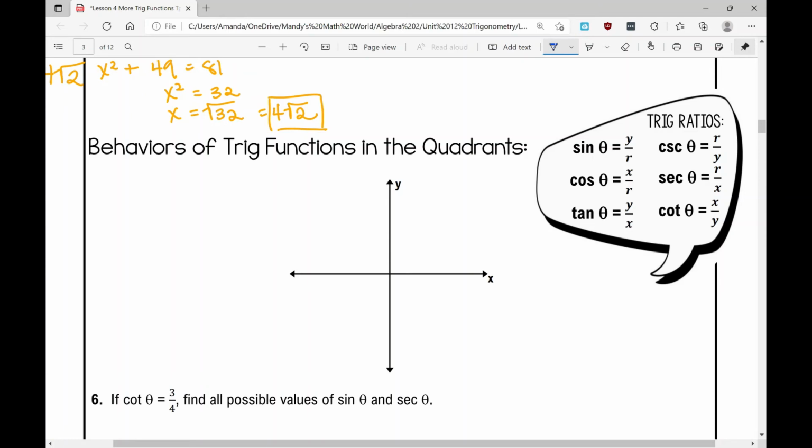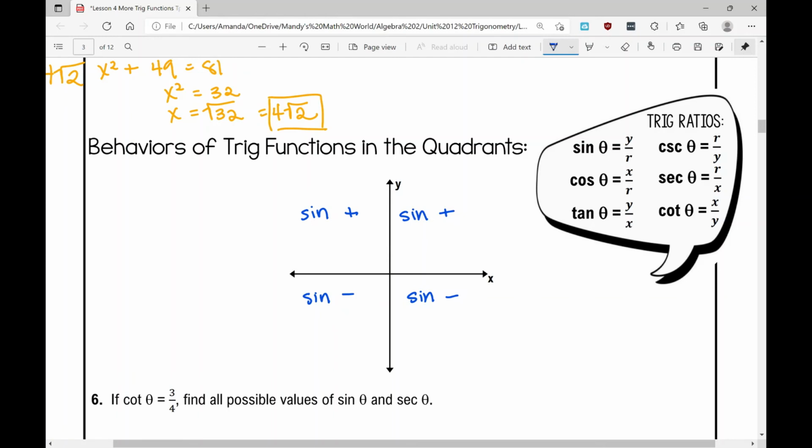When we talk about the sine values of angles, we're talking about the y values. Where are y values positive and where are y values negative? Well, y values are positive above the x-axis, which means sine values are positive above the x-axis. They are negative below the x-axis. So down here in quadrants 3 and 4 are where those sine values are going to be negative.